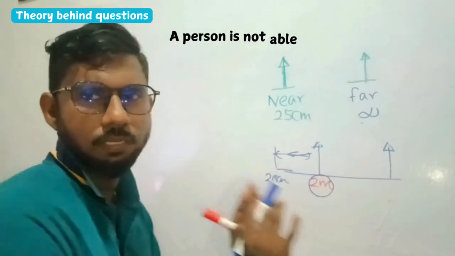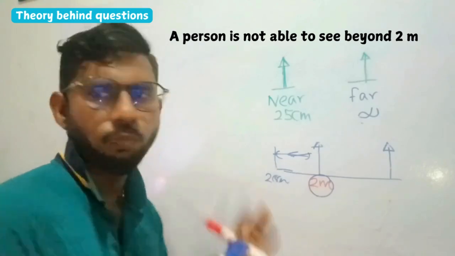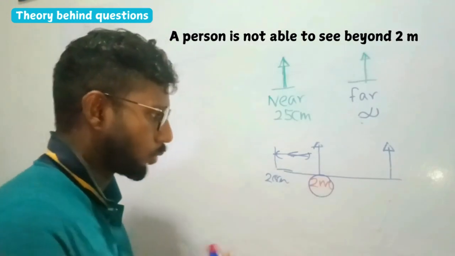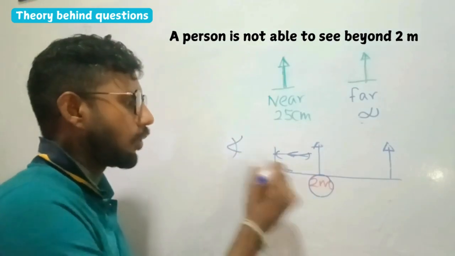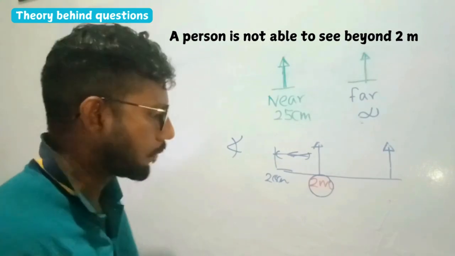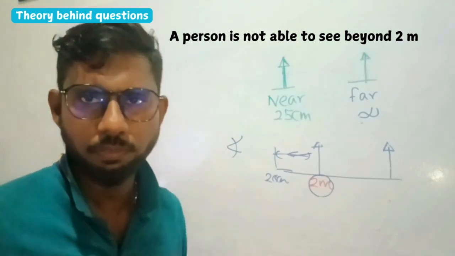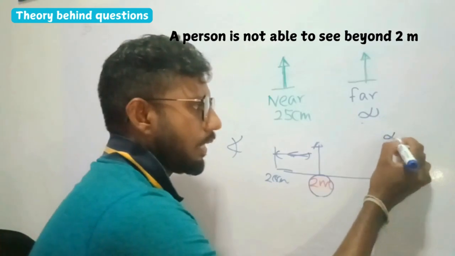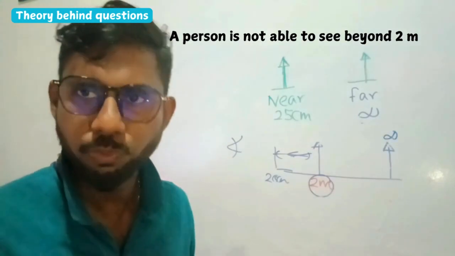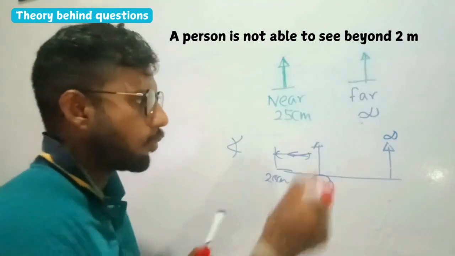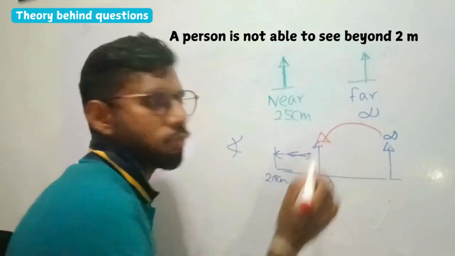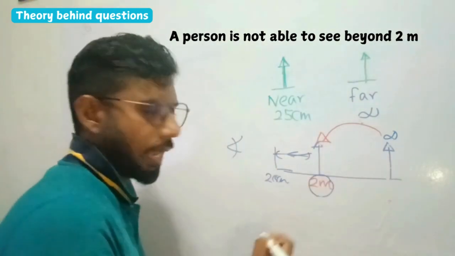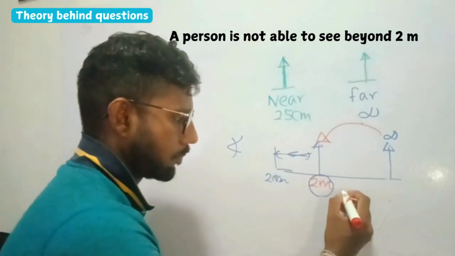So let's take an example and find the focal length. Let's say a person won't be able to see beyond 2 meters. That means from 25 cm to 2 meters is visible, so infinity is not visible. So what we do is assume we are making an image of infinity at 2 meters. So let's apply our lens formula.